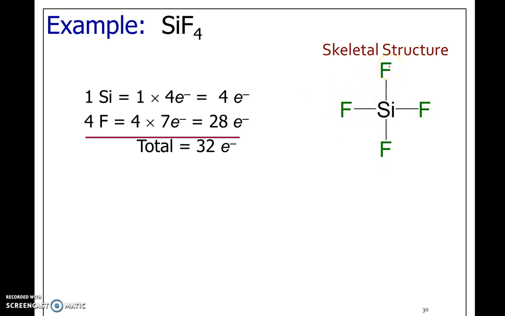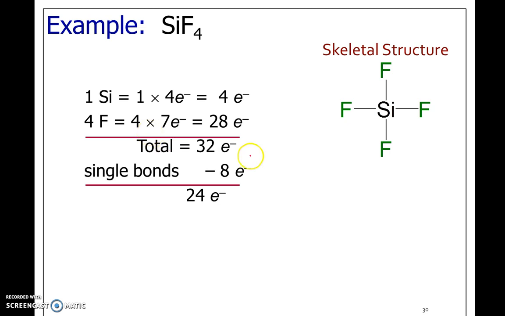We also need to make sure that things are bonded. Both of them are non-metals, so we know that they're going to be covalently bonded. You see each fluorine is bonded to silicon. So there's 2, 4, 6, 8 electrons that are what we call bonding electrons. There are still 24 electrons that need to be accounted for.